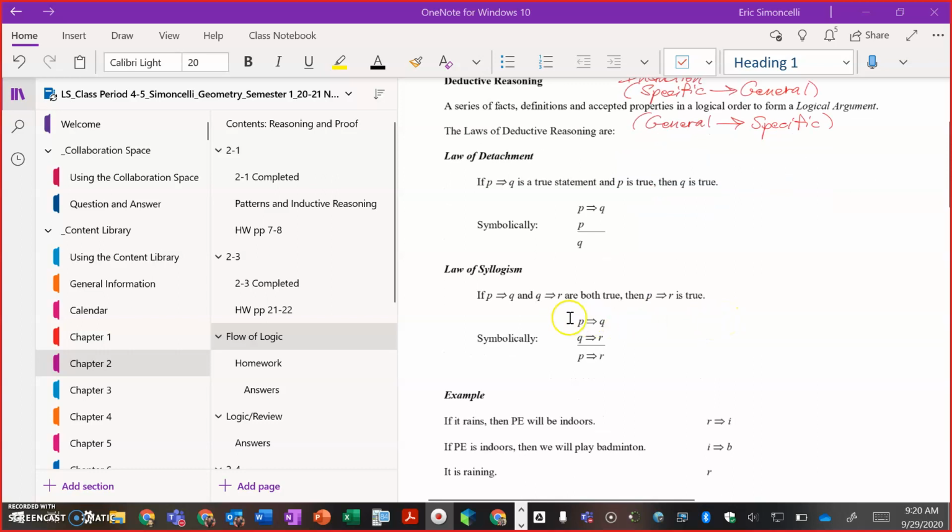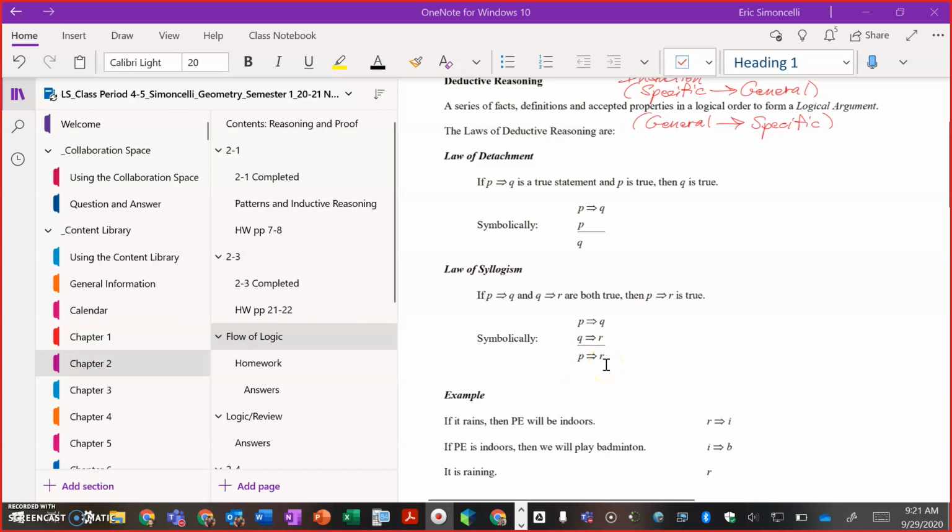The law of syllogism: if P then Q and Q then R are both true, then P then R is true. So there's a connection here, as you can see in both statements, P then Q, Q then R. There's a connection in such a way where the conclusion of the first statement is the same as the hypothesis of the second statement. So P then R must be true.